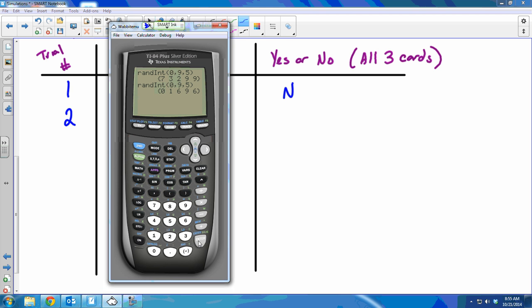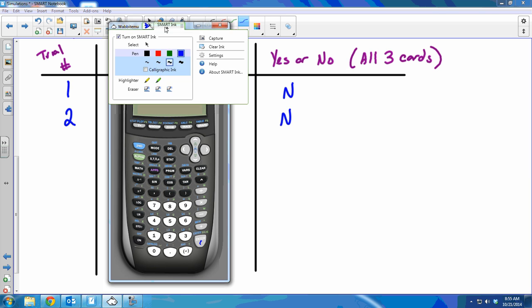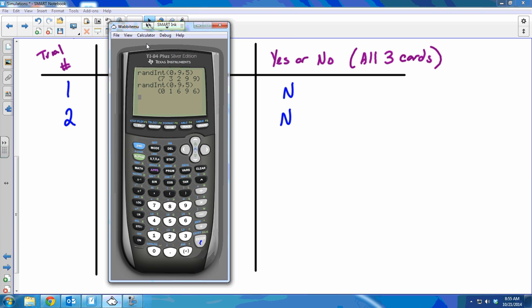So in trial 2, do I get all 3 cards? No, I don't get a David Beckham card. There's no 2 through 4. Oh, well. So this time I get 3, 0, 9, 1, 3. Is that all of them?